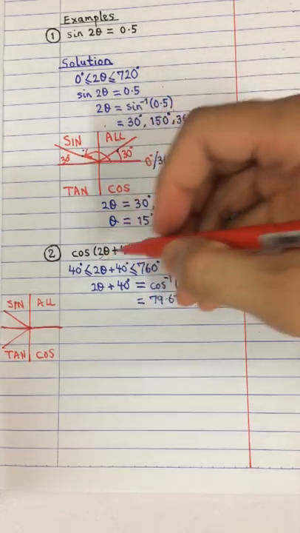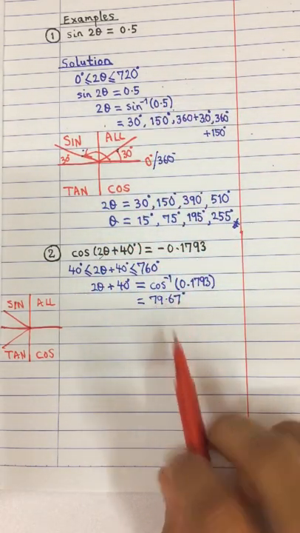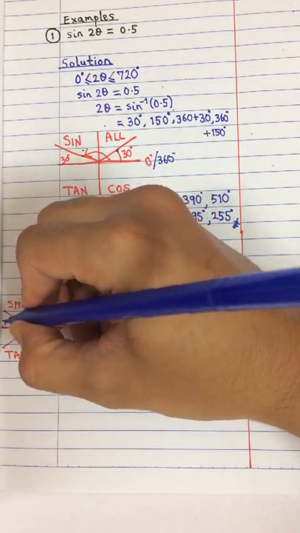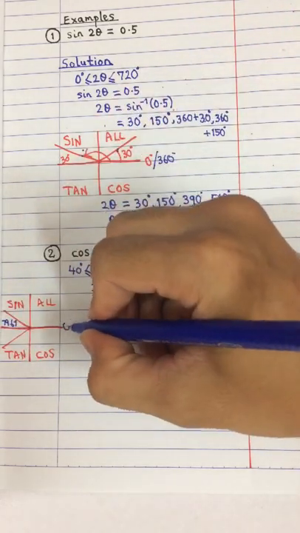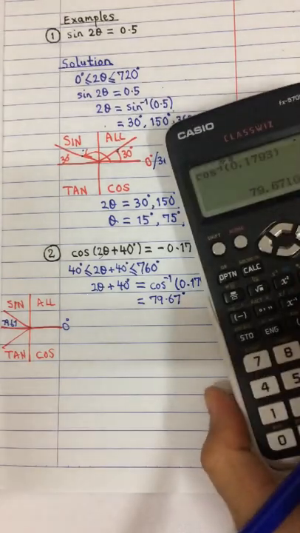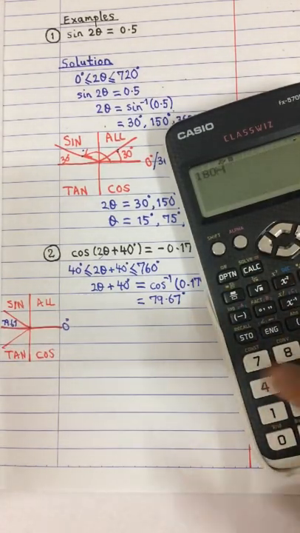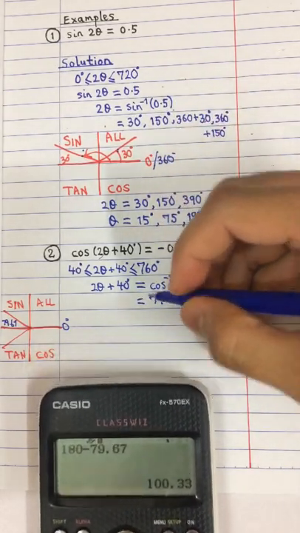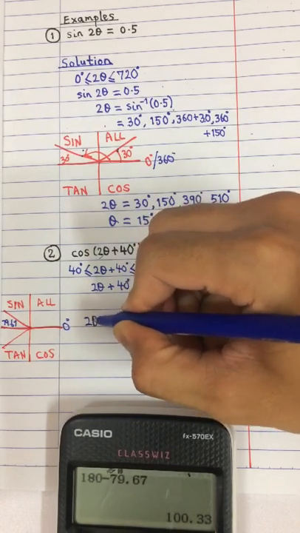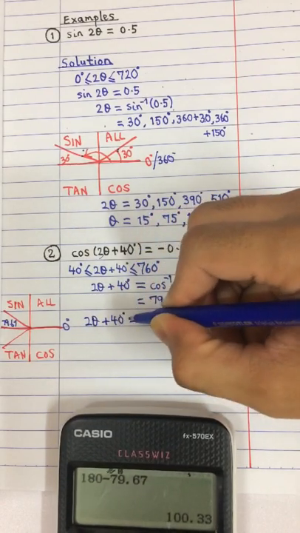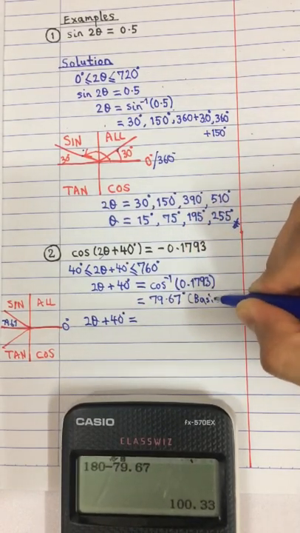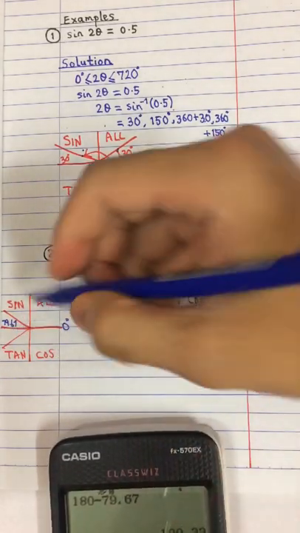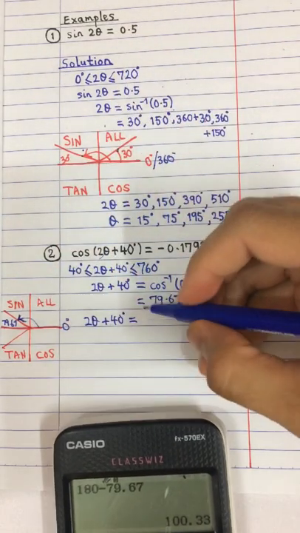Because this is our basic angle, 79.67, you can label this angle as 79.67. Always measure from 0 degrees. If you measure from 0 until this line, because this is 180, so 180 minus 79.67 gives the first value. So you have to write down again 2 theta plus 40 degrees. This is only the basic angle. This is not the answer yet. So the first angle should be here, from here until here.